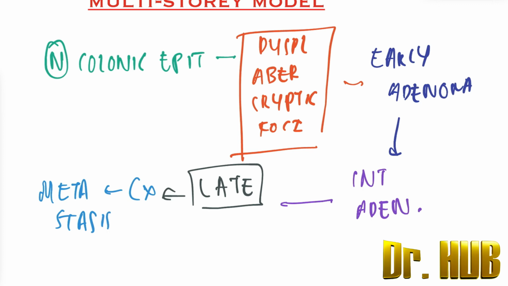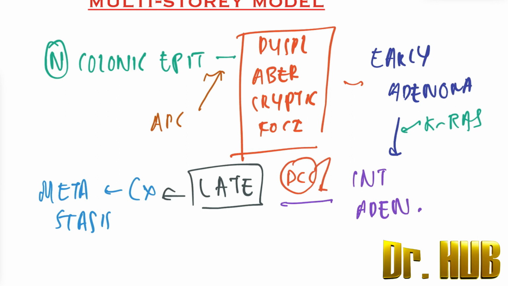So let's see what is being affected in between. From normal colonic epithelium to the dysplastic aberrant crypt foci, we have the APC. From early adenoma to intermediate adenoma, there is the KRAS. From intermediate to late adenoma, there is the DCC. And from late adenoma to the carcinoma stage, this is where the P53 plays a role.